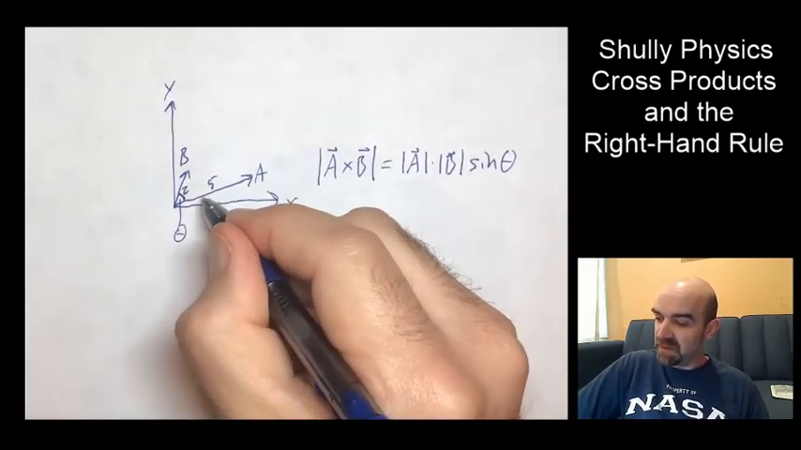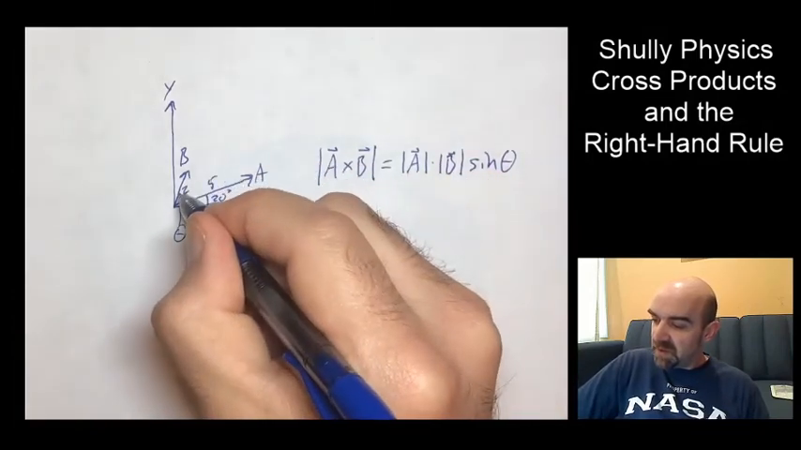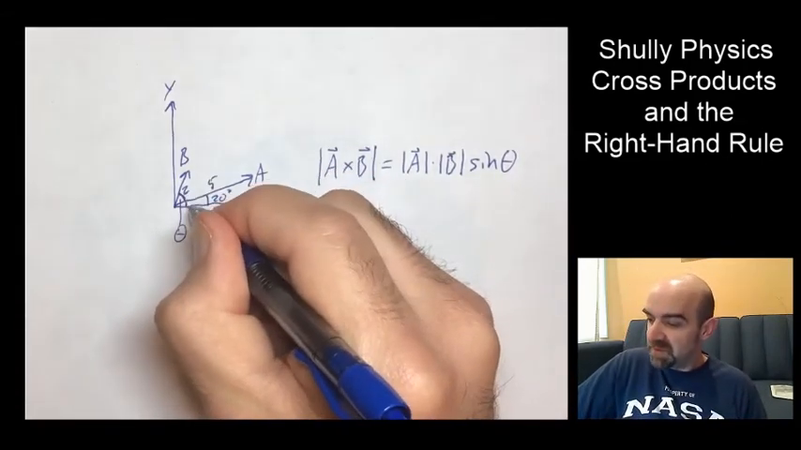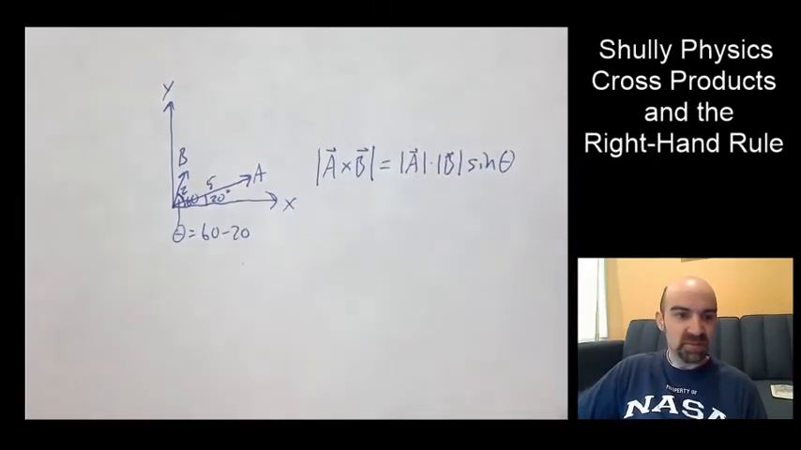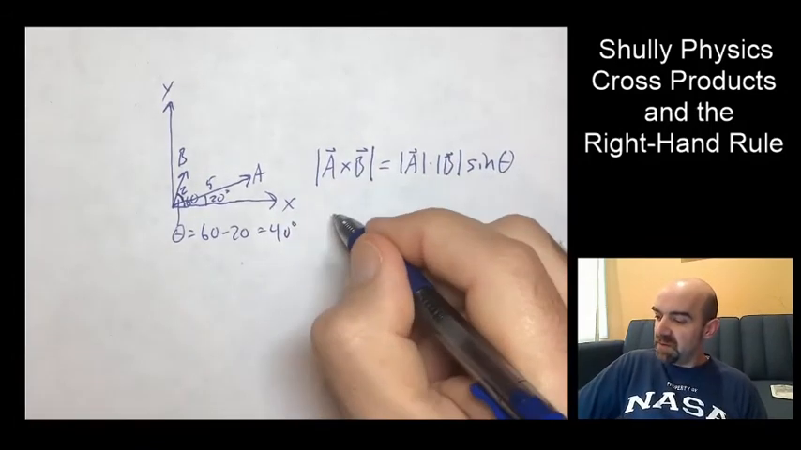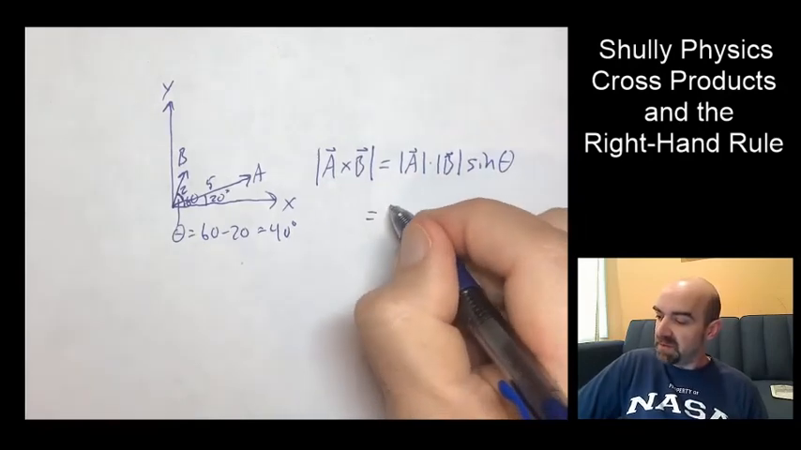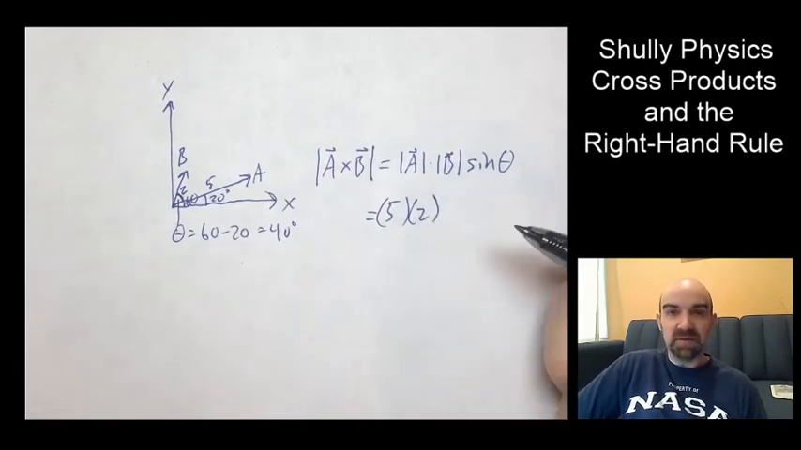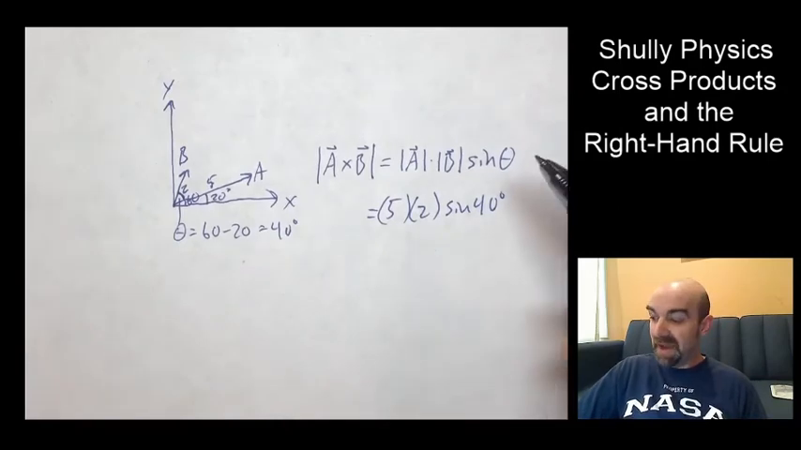Let's say this is 20 degrees here and up to vector B, let's say that's 60. Then theta would be 60 minus 20, so that would be 40 degrees. So I could find the vector product, or the cross product, by taking 5 as the magnitude of A times 2, the magnitude of B, times sine of 40 degrees. And you get a magnitude out of that.